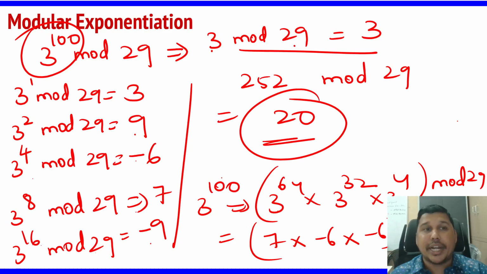See, in the first attempt we were trying to reduce that complexity, but we failed to do that. 3 mod 29 was 3 again.